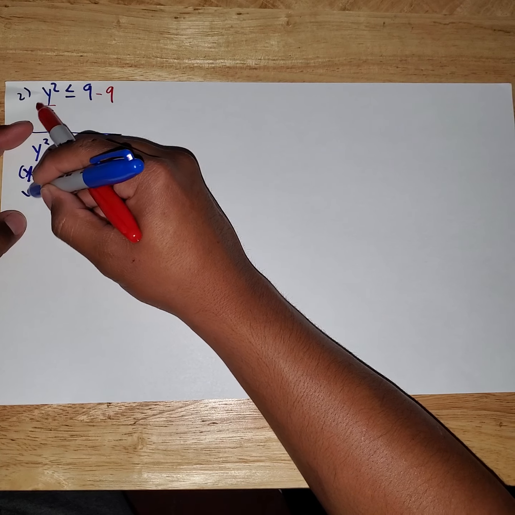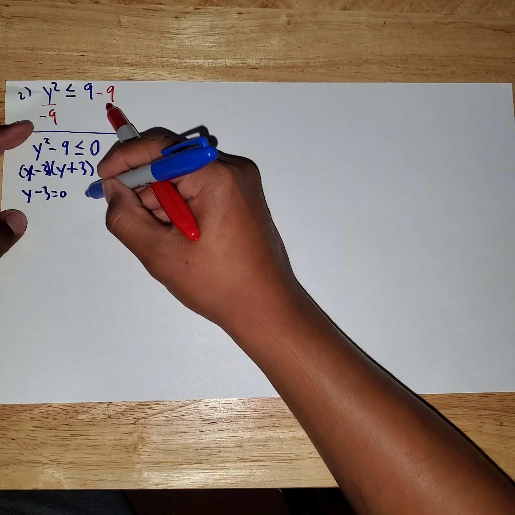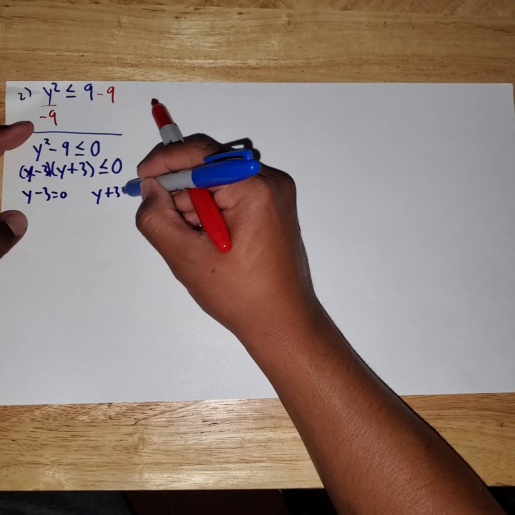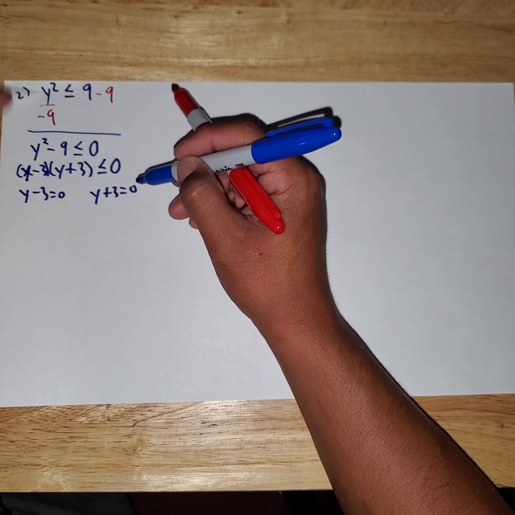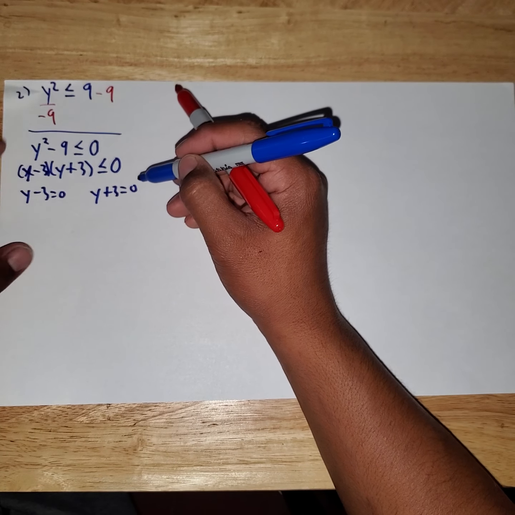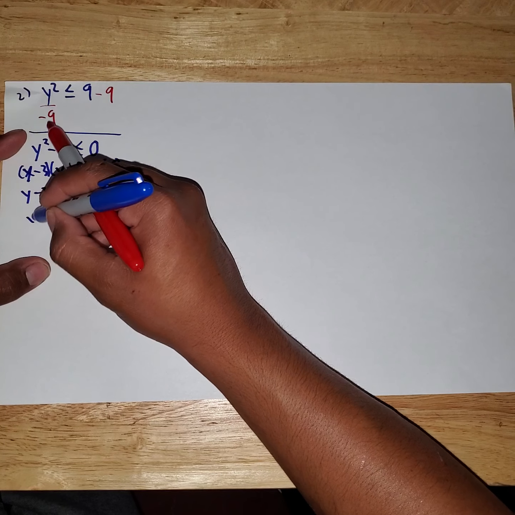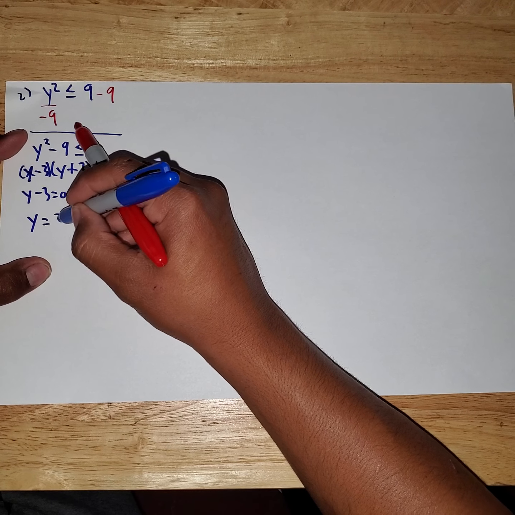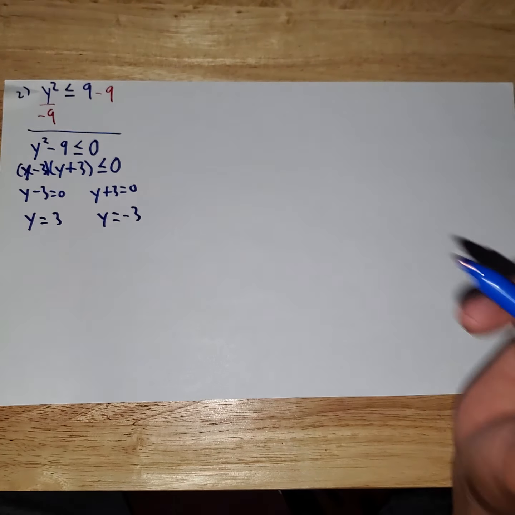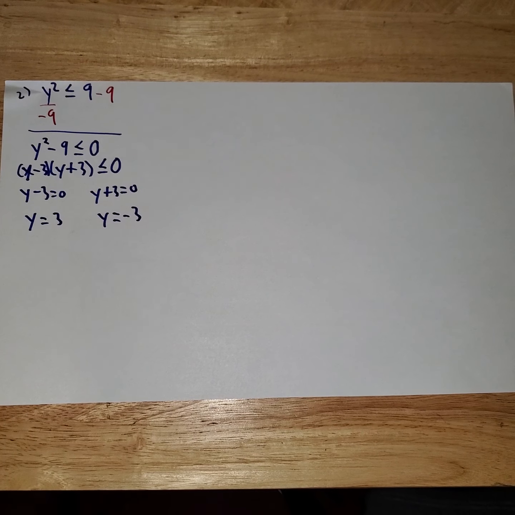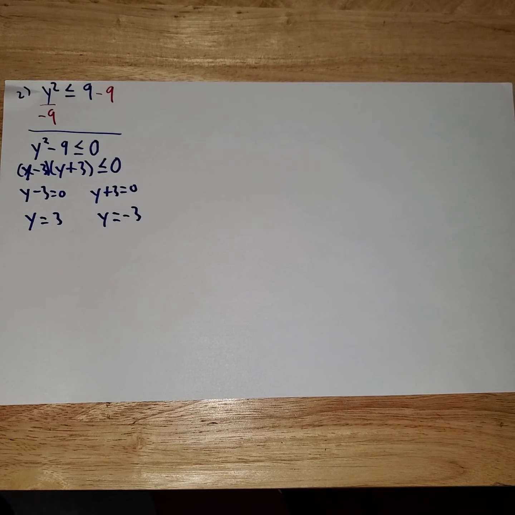So then I have y minus 3 is equal to 0, and y plus 3 is equal to 0. So I just take each factor and set each one equal to 0. All this is exactly how we did before. Hopefully you can recall. So this is just going to give us y is equal to 3, and this is going to give us y is equal to negative 3. When this was quadratic equations, we stopped here. Those were our solutions to our equation.